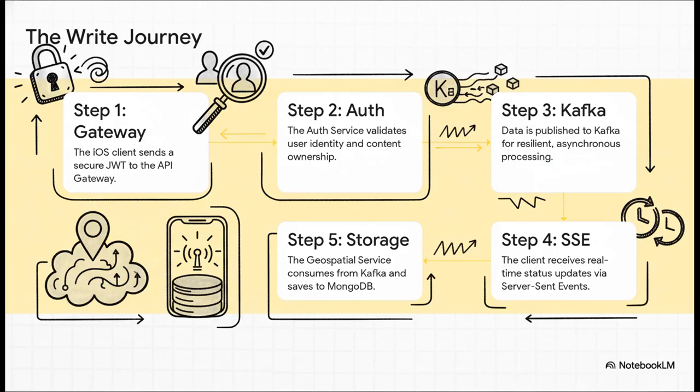Okay, let's walk through this. First, the app sends a secure token, a JWT, which is kind of like a digital passport. Then the auth service checks that passport to make sure you are who you say you are and that you actually own this content. Now here's the clever part.